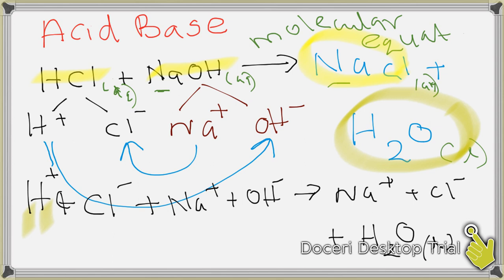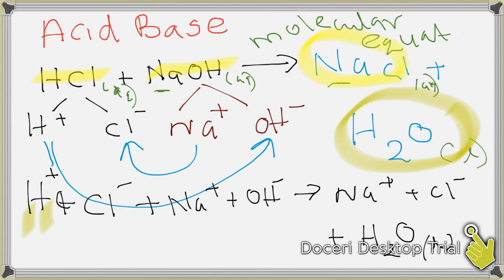Then you have to go to the net ionic equation. In the net ionic equation, you look at both sides of the equation and see whether there are any common ions. You will learn this in detail if you take Gen Chem 1. The common ions are not participating in the reaction, they just make the medium for the reaction to happen. We call these spectator ions.